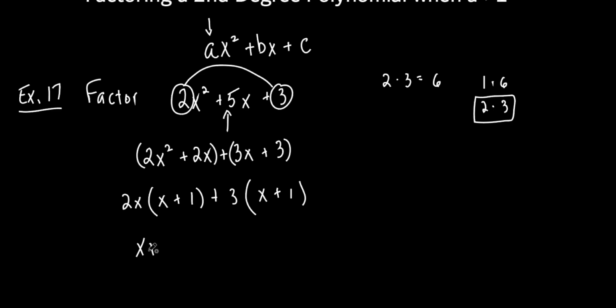An x plus 1. So I'm going to put an x plus 1 right here, and let's factor it out. If I take this and factor out an x plus 1, what am I left with? 2x. Plus, if I factor out an x plus 1 from this, what am I left with? 3. Now I'm done. Now I have one thing multiplied by another thing.